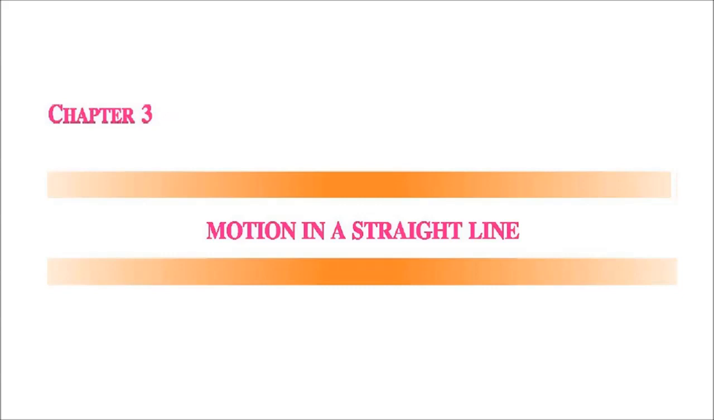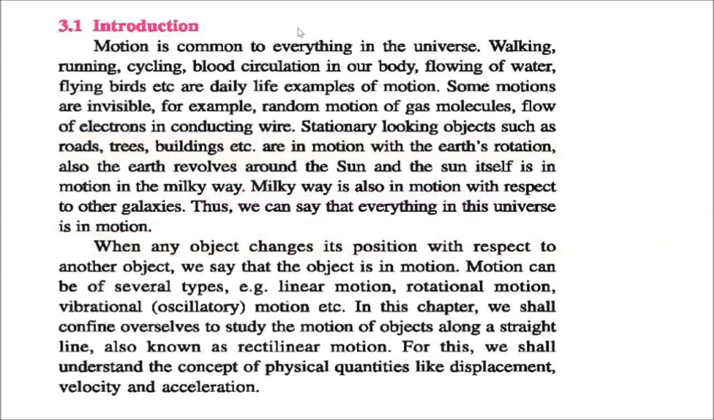Chapter number 3. This is motion in a straight line. We are discussing motion in a straight line. Very common phenomena. Something is static or something is dynamic. That means moving or non-moving. So motion is common to everything in the universe.